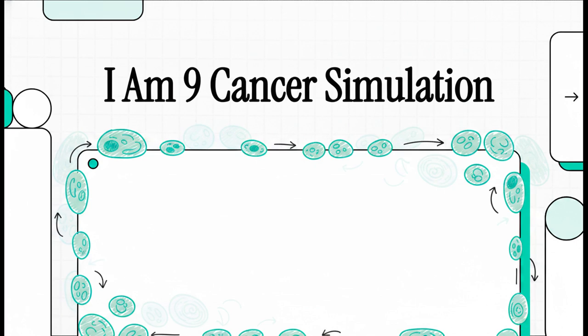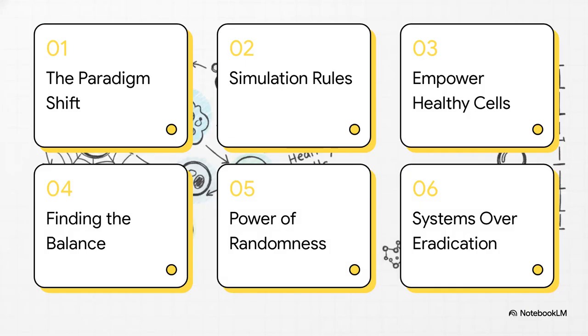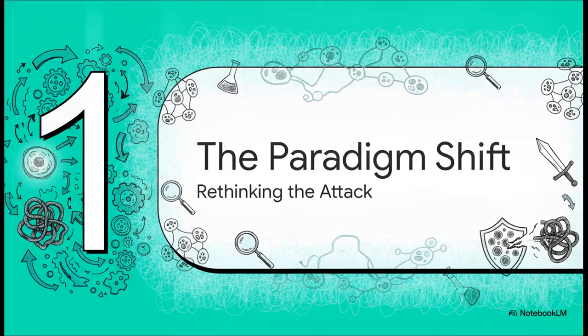We're going to explore what actually happens when we stop treating illness merely as something that just has to be annihilated with brute force, and start looking at it as a biological system that's somehow lost its ability to communicate. We've got a lot of ground to cover, so we're going to break it down into 6 clear steps. The paradigm shift, the rules of the simulation itself, how we empower healthy cells, finding that crucial balance point, the hidden power of randomness, and finally, why focusing on systems beats pure eradication. Let's get into it.